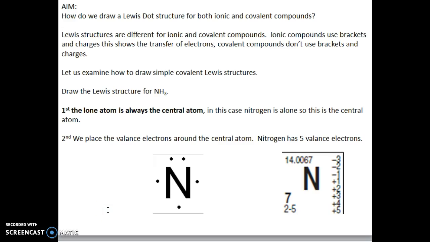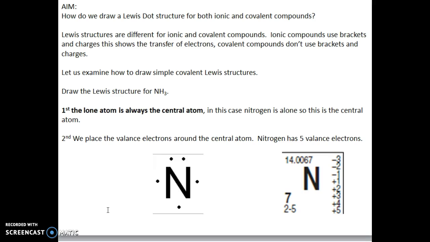Good afternoon. Today we're going to talk about Lewis dot structures for both ionic and covalent compounds. Now we're going to start out with covalent compounds, and just a quick review. A covalent compound is where we have the atoms that are both nonmetals. So let's examine how to draw a Lewis dot structure for a covalent compound, such as NH3.